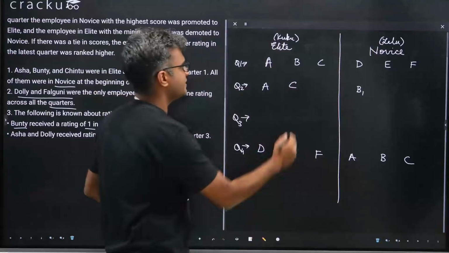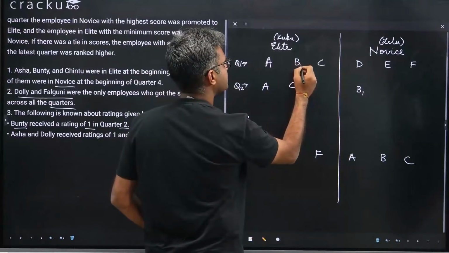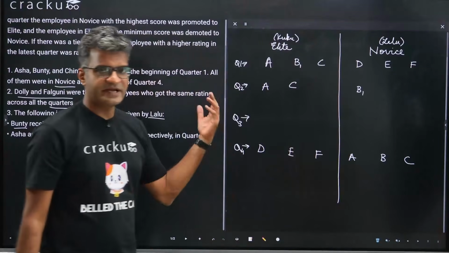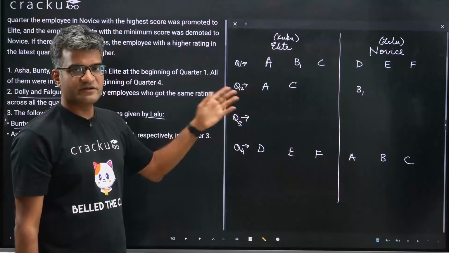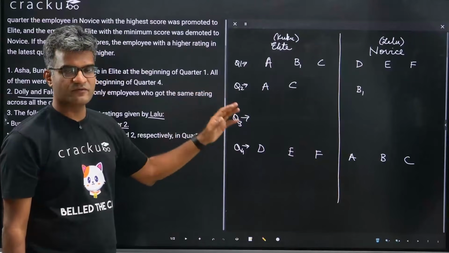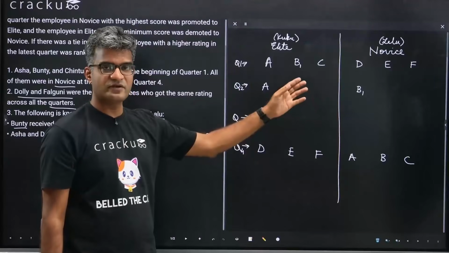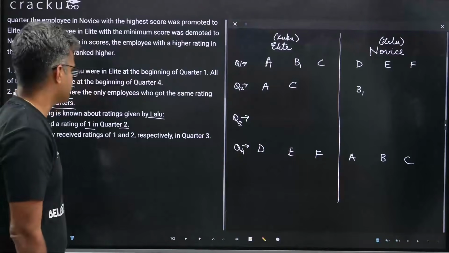So it would mean that Bunty got a rating of 1. Because if anybody else got a rating of 1, they would have been demoted. But because Bunty is demoted, we can infer that Bunty got a rating of 1 in Q1. Bunty got a rating of 1 in Q2 as well.